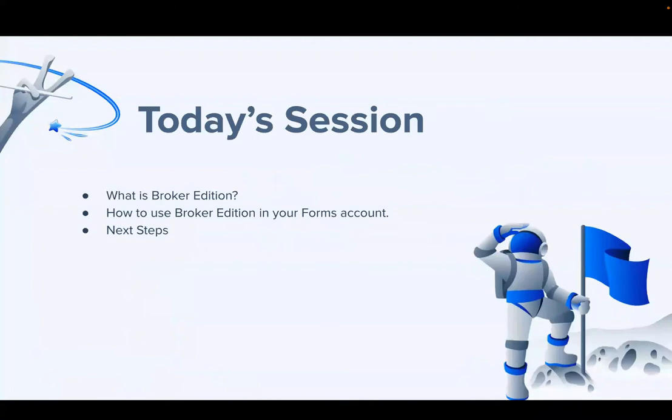Now, today's session, we'll first talk about what Broker Edition is. What is this feature? How do I access this? And once I have it, of course, what am I doing with it? So this is really going to break down how to use Broker Edition in your Forms account. Last but not least, next steps. If you currently have Broker Edition, you can dive right in and get started, but these features will need to be enabled by a customer success manager here within SkySlope. So I'll show you exactly how to get in touch with that incredible team and how to get your brokerage set up with these customized form features.